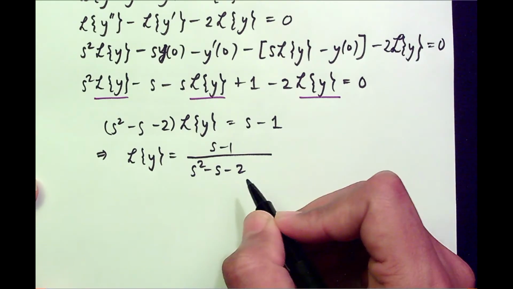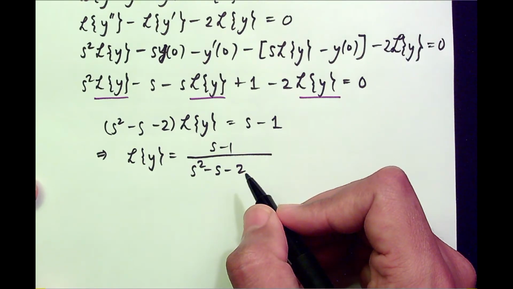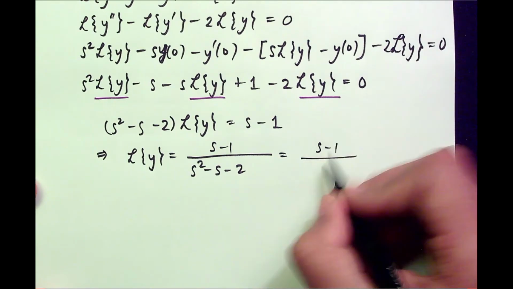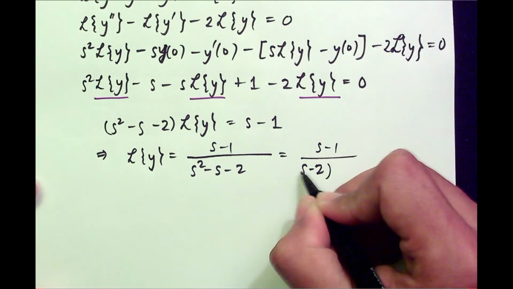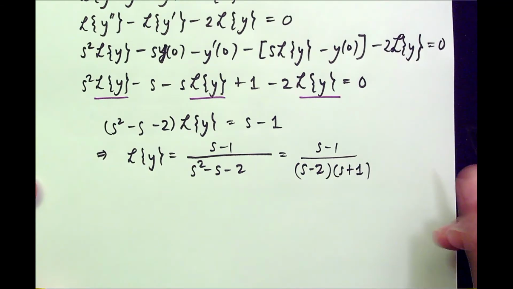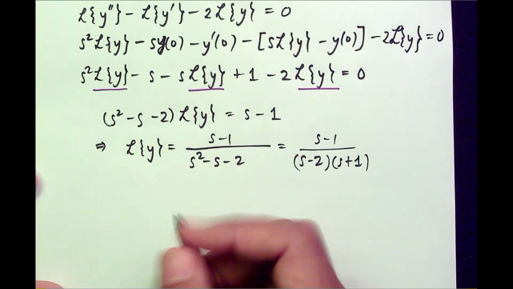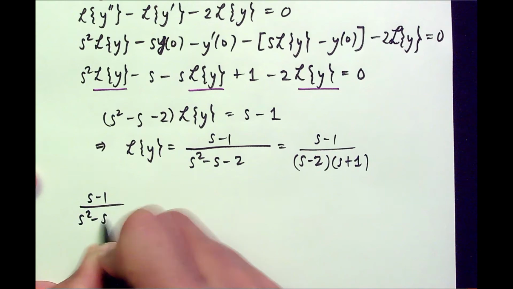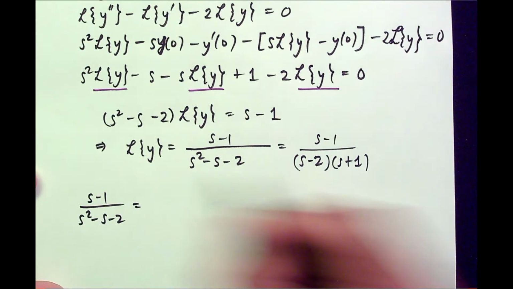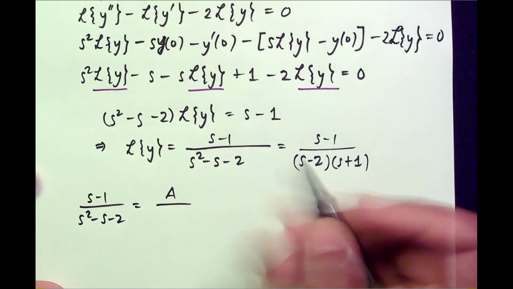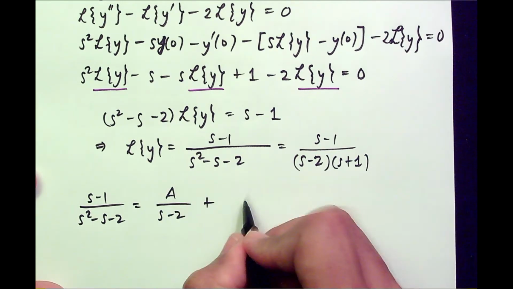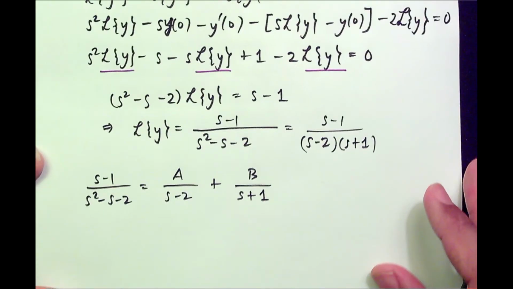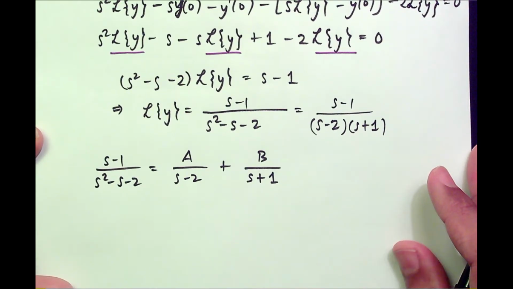Okay, this is where we need to use partial fractions. So this is s minus 1. Let's try to simplify. The bottom factors as s minus 2 times s plus 1. So that means this thing is going to break up into partial fractions. These are the denominators, so this is going to be A over s minus 2 plus B over s plus 1. So that's how that breaks up.